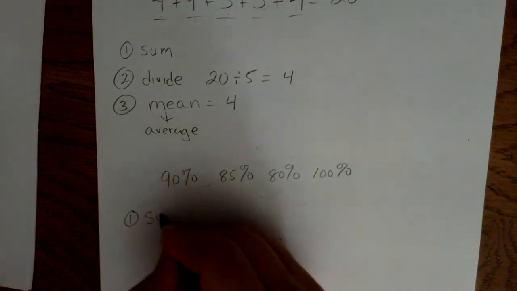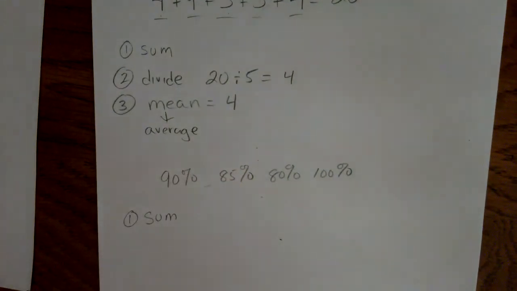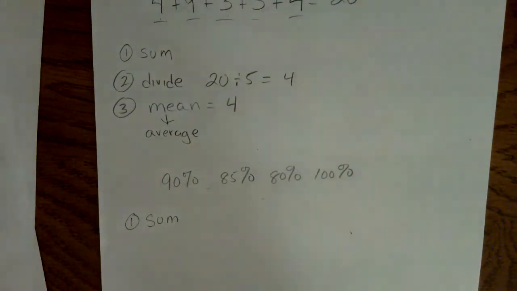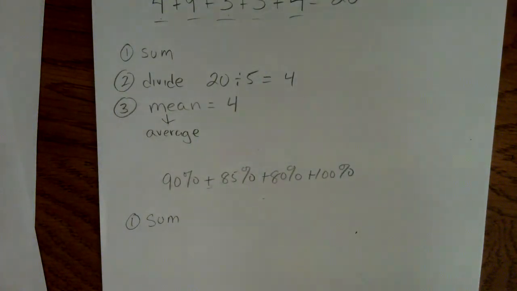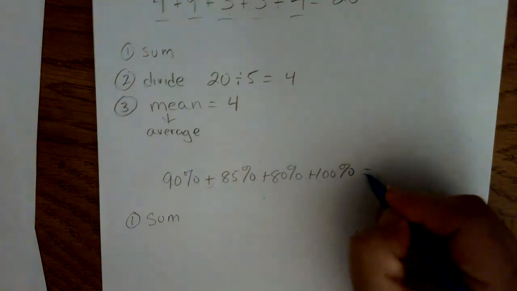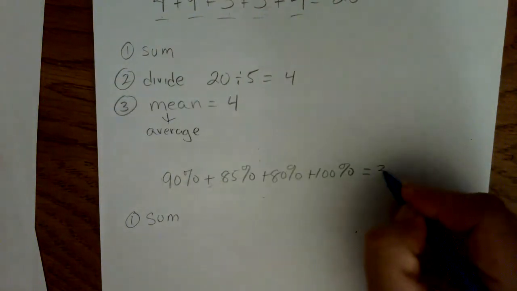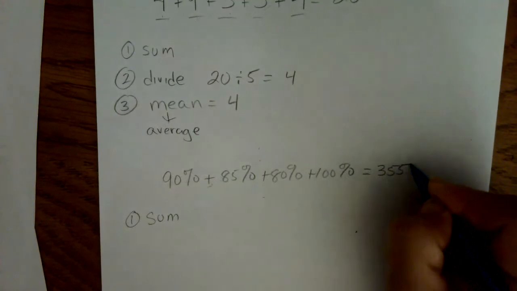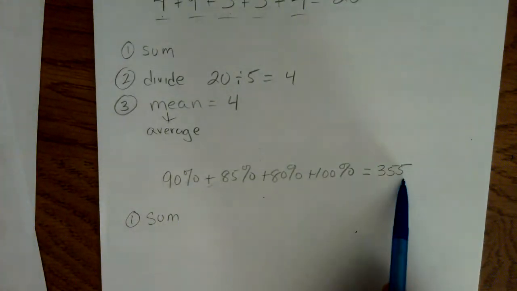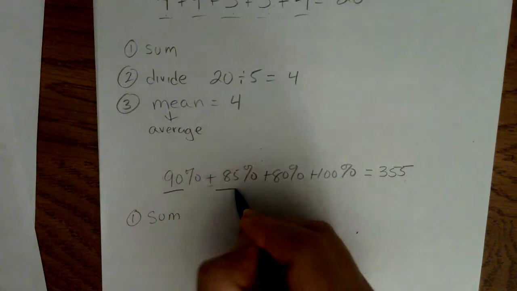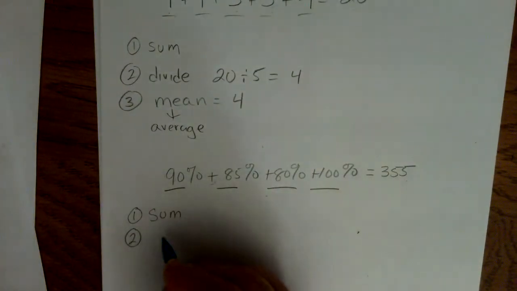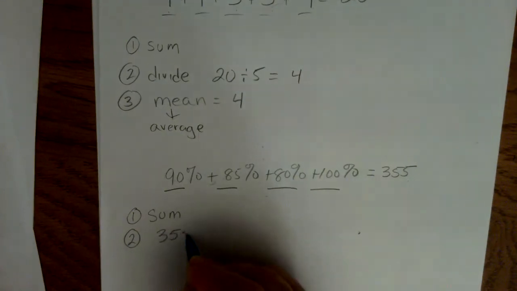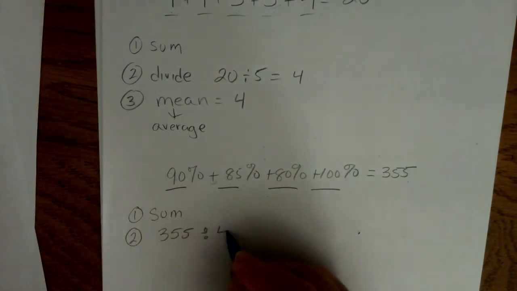So again, I am finding the sum of these numbers, and you are more than welcome to use a calculator to find this. And again, my sum is I am adding these numbers. So I would do 90 plus 85 plus 80 plus 100, and my sum is 355. My next thing is now I'm going to distribute that 355 among 1, 2, 3, 4 tests. So I distribute, which means I am going to divide my 355 among 4.